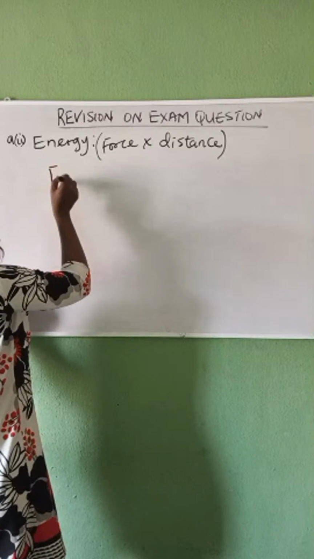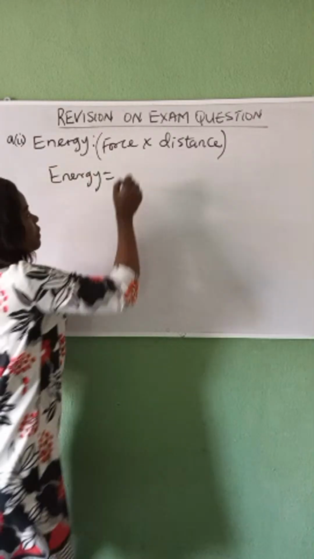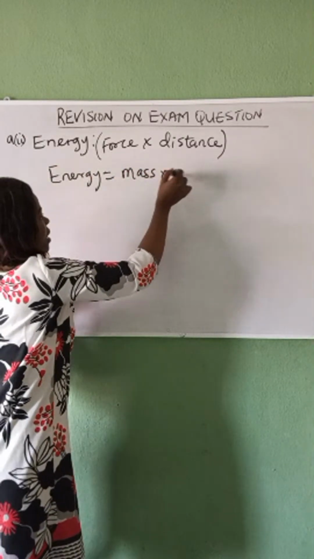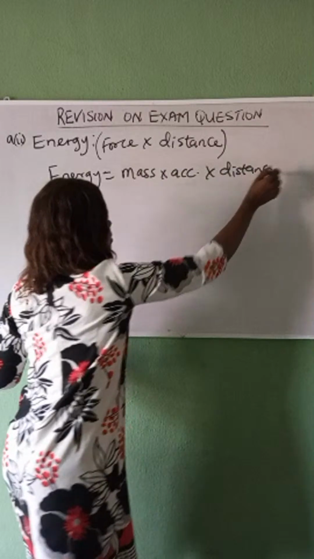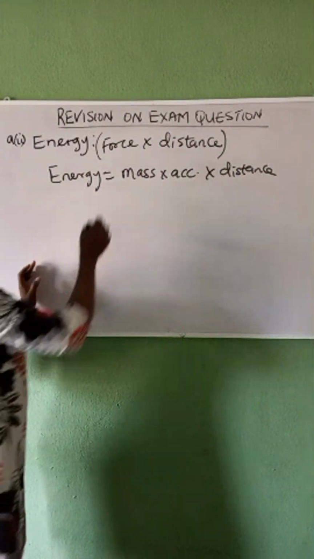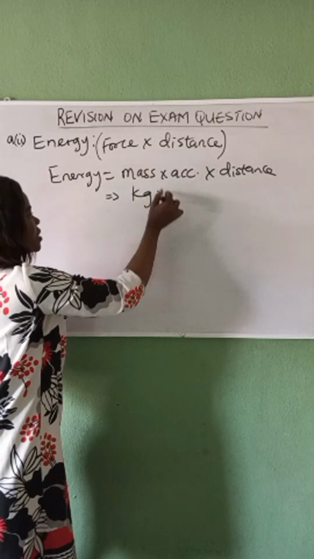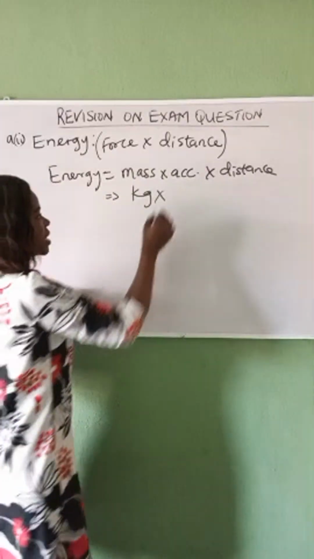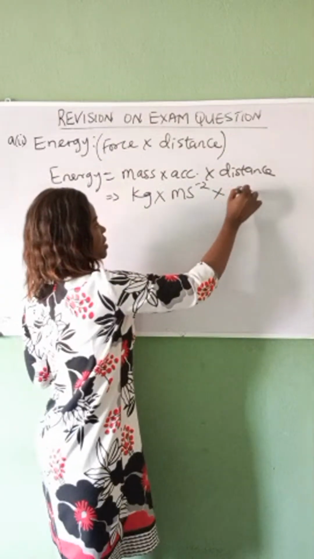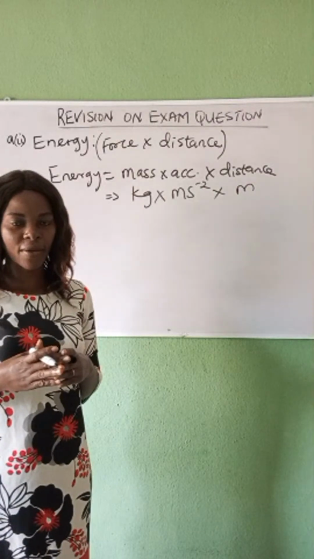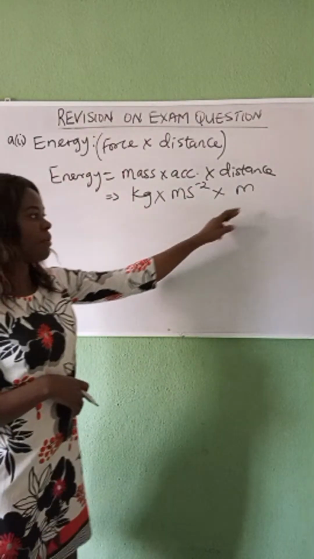Okay, so let's go. Energy. What's my force? Force is mass times acceleration, then multiply by distance. Is that okay? So let's go. What's the unit of mass? Unit of mass is kilogram, multiplied by unit of acceleration, which is meters per second square, multiplied by unit of distance, which is meter. Now, can we bring it together? Look at this. We have kilogram multiplied by meters per second square multiplied by meters.